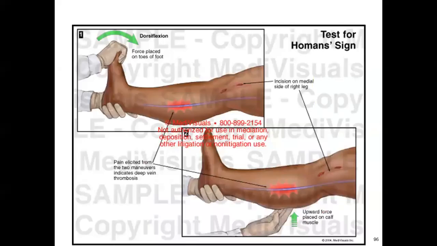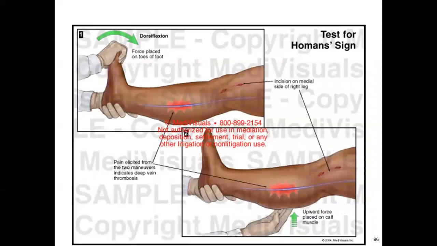So now, this is the simple test we do. Support the heel, the other hand dorsiflexes, and the patient complains of pain. When there is pain in the calf muscle because of the dorsiflexion with the knee straight, it indicates the patient has a chance of developing deep vein thrombosis. Homans sign is neither sensitive nor specific, but it is an important sign.